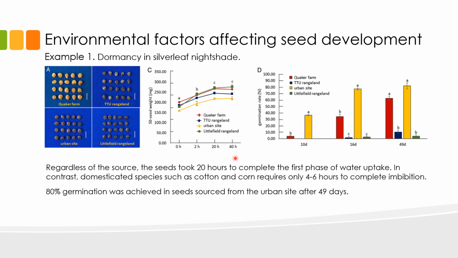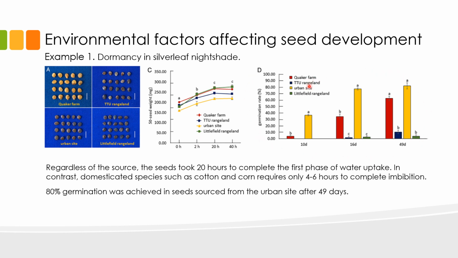You can see that regardless of the source, all the seeds took 20 hours to complete the first phase of water uptake. In contrast, domesticated species such as cotton and corn require only 4 to 6 hours to complete the first phase, or the imbibition phase. The next panel shows the germination rate of the seeds.